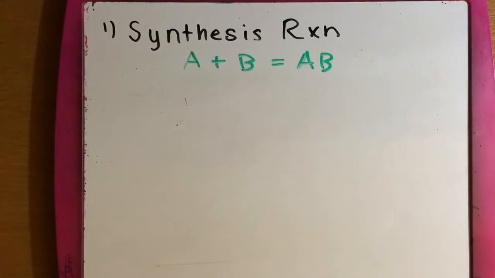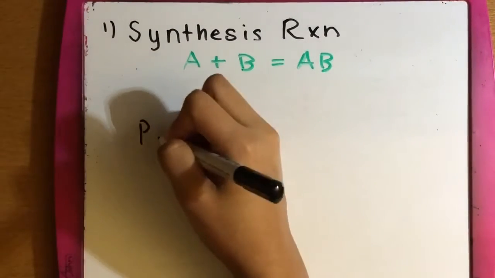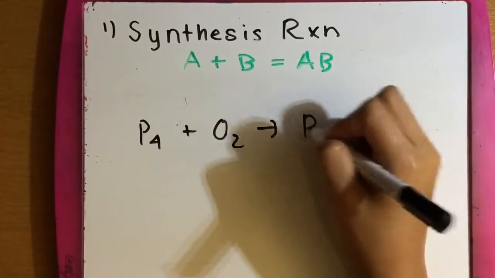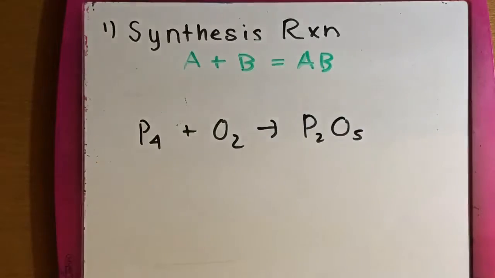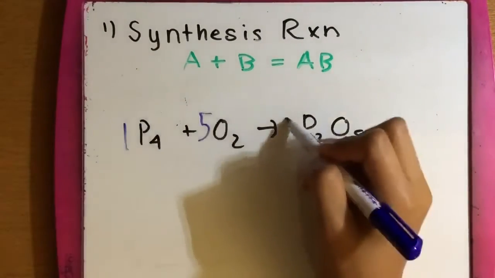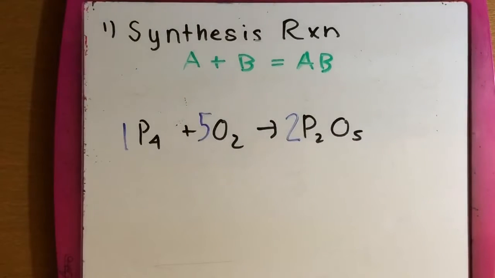So let's say I had this problem. P4 plus O2 produces P2O5. So first I would balance it. I would put a 5 over here, 1 and a 2. So next you would look at the structure.